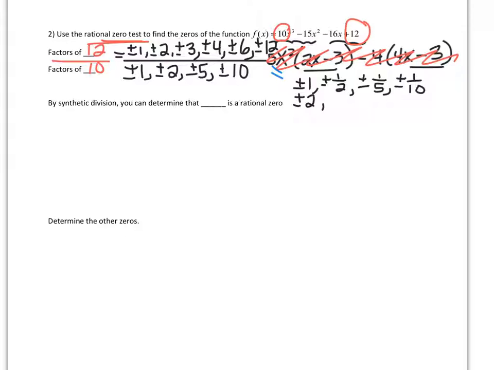Now, 2 divided by 2 is 1, so I don't need that because I already have it. 2/5 we can put, so plus or minus 2/5, plus or minus 2/10, which reduces to 1/5, so I have that already. 3/1, so that's plus or minus 3. Then we have 3/2, so plus or minus 3/2. Then 3/5 and 3/10.